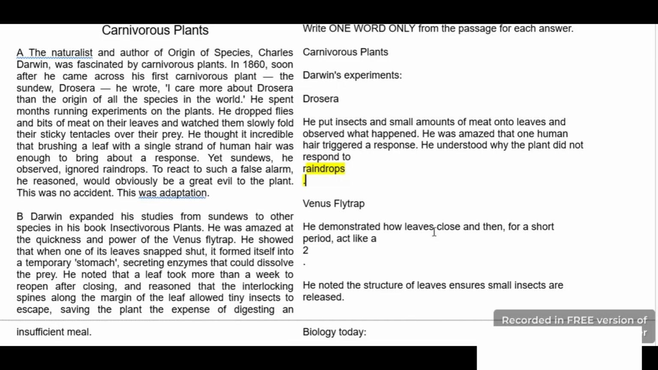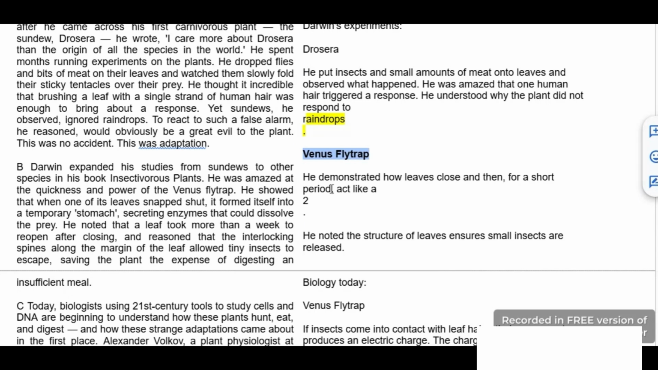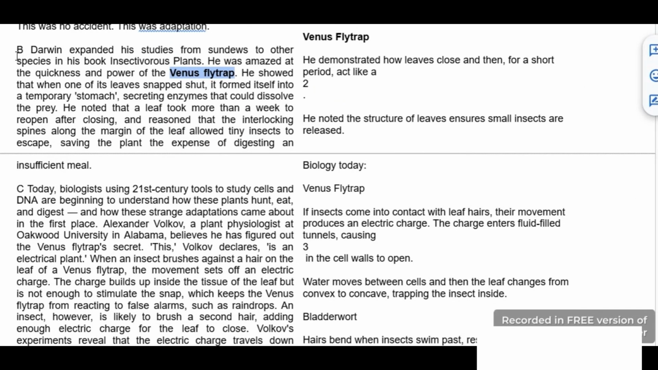So let's move on to the next question. Venus flytrap. Let's read the question. He demonstrated how leaves close and then, for a short period, act like what? The next word will be a noun, like act like what. So let's find the Venus flytrap. In paragraph B, it's talking about the Venus flytrap, so the answer needs to be in this paragraph.